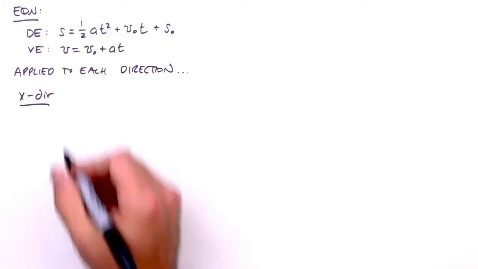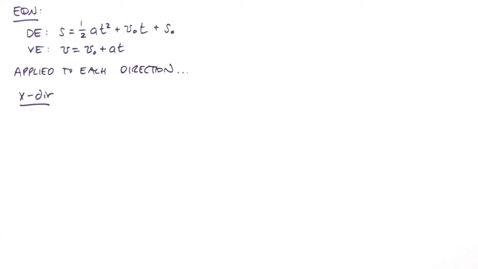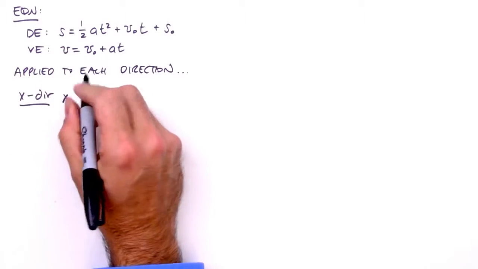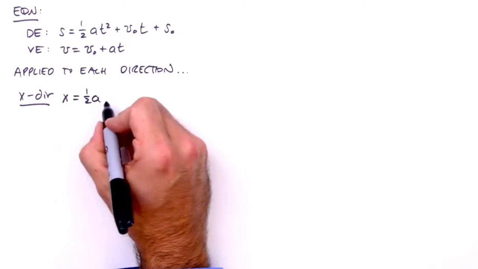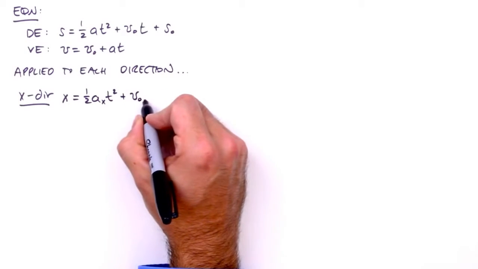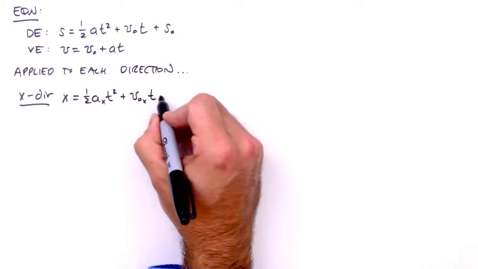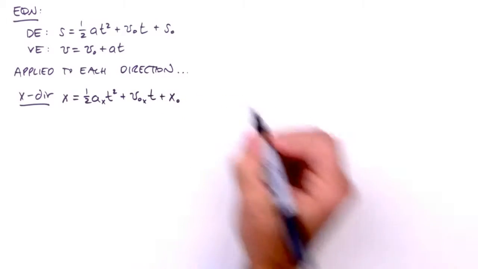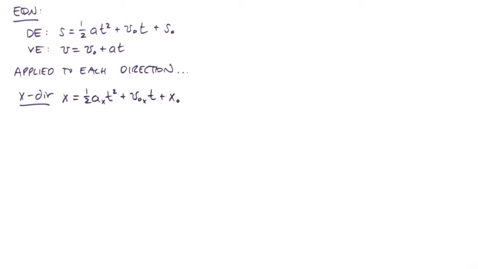So in the x direction, starting with the displacement equation, instead of s, we have x equals 1/2 a sub x, that's the acceleration in the x direction, times t squared, plus v sub o sub x, the x component of the initial velocity, times t, plus x sub o, the initial horizontal position. Before moving on, we're going to simplify this equation.